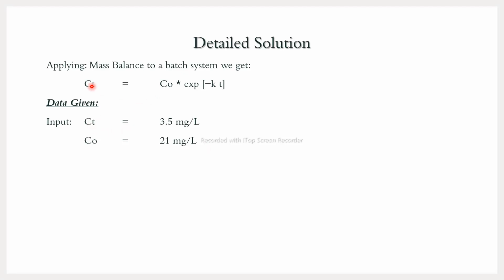If you put Ct here and C naught here, and t also, after 30 minutes, is given in the question, you will get the value of k. That is per minute. As it is 30 minutes, the unit of k will be per minute, because this must be unitless. So if you put the values in the calculator, you will get this value.